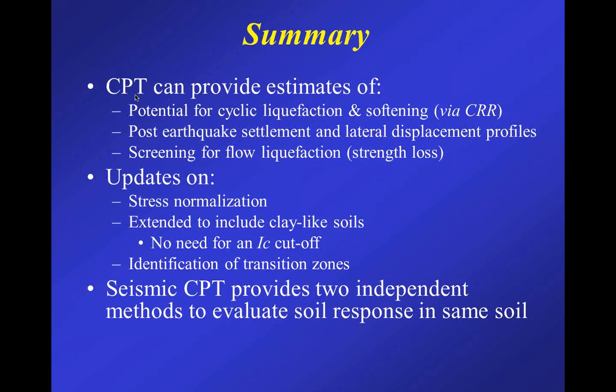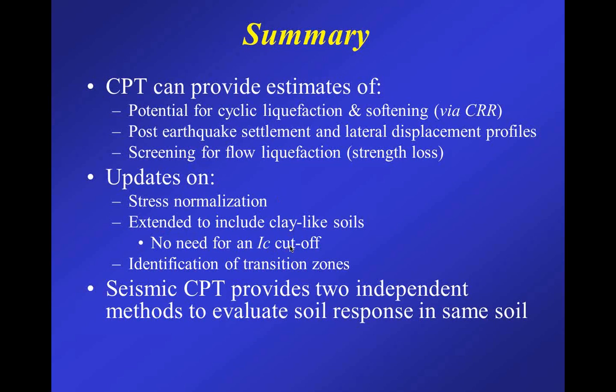So again, summarizing, CPT provides a fast estimate of the potential for cyclic liquefaction and softening via the cyclic resistance ratio. You can estimate post-earthquake settlements and lateral displacements, although it's clearly an estimate. The real deformations are controlled by many variables. And you can screen for flow liquefaction, and that's what we're going to cover in part 2. And recent updates, I talked about stress normalization, and recently I updated it to include a stress component. Also extending it into clay-like regions so you wouldn't actually have to have a strict cutoff of Ic.